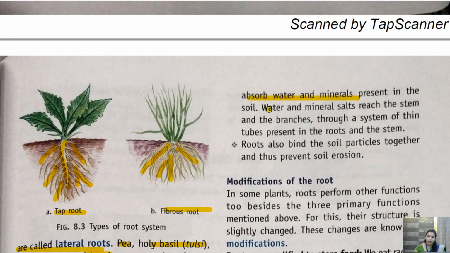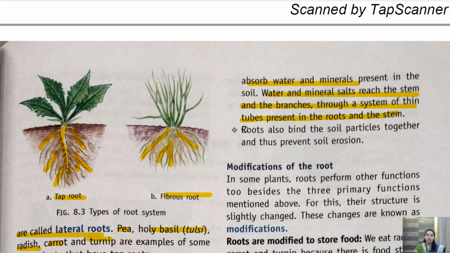Okay? So water and mineral salts reach the stem and the branches through the system of thin tubes present in the root and the stem. Okay, so root helps in transferring of water and mineral. Clear? Roots also bind the soil particles together and thus prevent soil erosion.